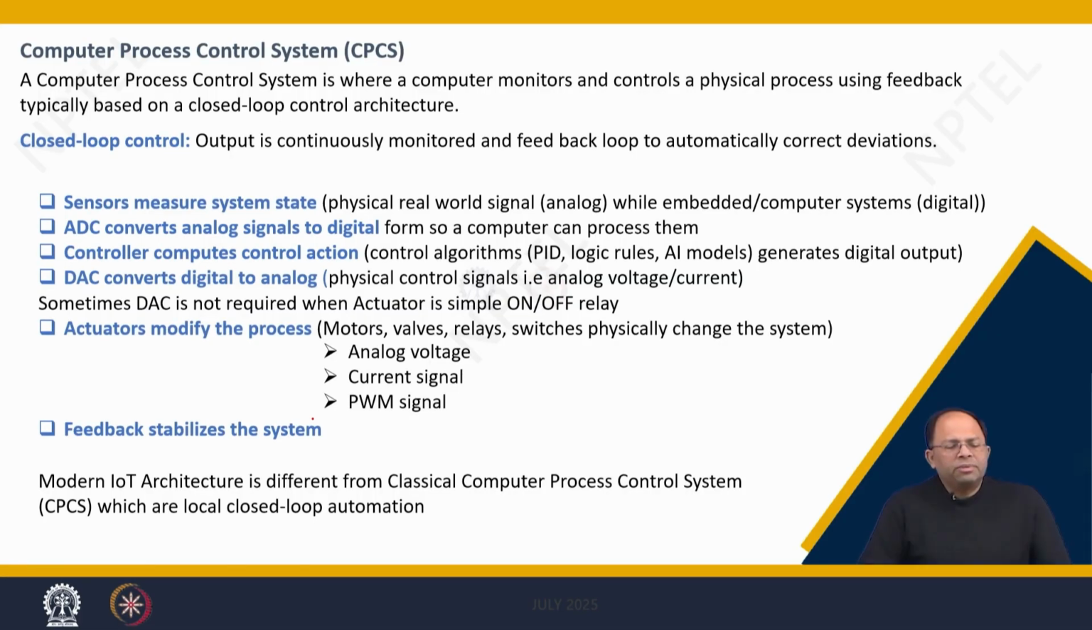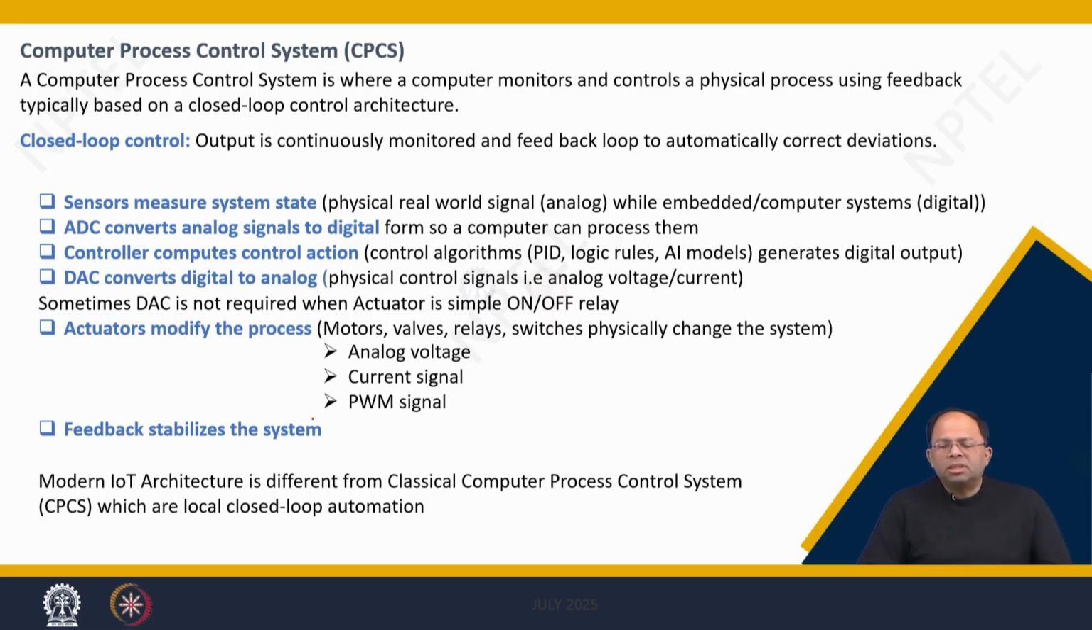So, in the last lecture, we mentioned something about computer process control systems. That is the fundamental, the legacy way how computers can sense certain kinds of processes and then run and control them as well. So, a computer process control system is where a computer monitors and controls a physical process, and as per the output of that particular process, whatever is the feedback, this is used to improve the process further, and that's why it is also known as the closed loop control architecture.